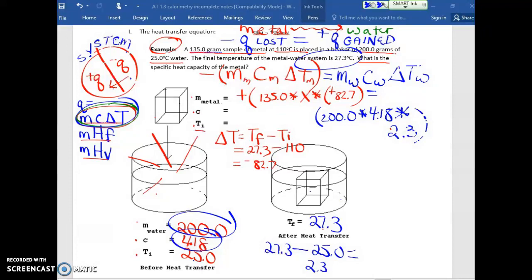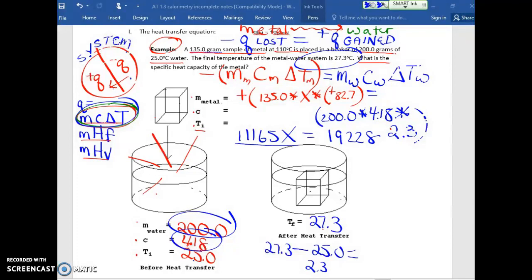Let's do our math. So on the metal side, we have 135 times 82.7 x, so we have 11165x. On the other side, I have 200 times 4.18 times 2.3. So I have 19228.